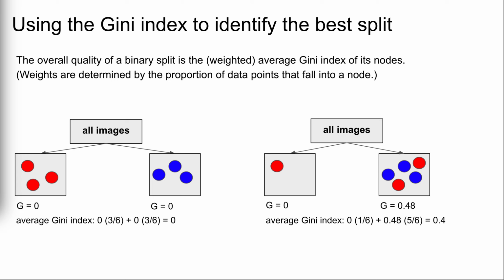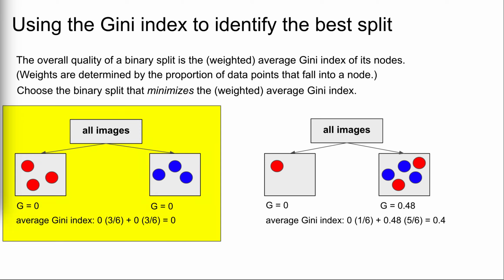Now, if we had to pick between the 2 possible splits here, we'd pick the first one. In general, when building splits, the tree algorithm seeks to minimize the average Gini index of the nodes. Thus, it seeks to minimize the classification errors.